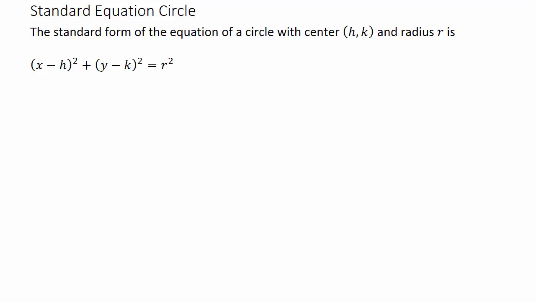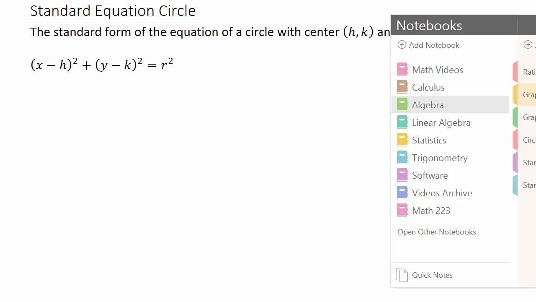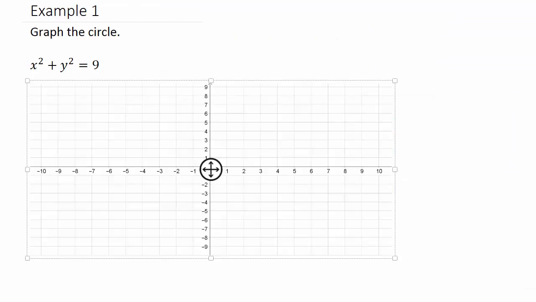All right, well, first let's do the standard form. So, the standard form of the equation of a circle with center (h, k) and radius r is (x minus h) squared plus (y minus k) squared equals r squared. So, in order to graph a circle, we need to have it in standard form, which is this form here, and we need to know the center and the radius. Alright, so let's go ahead and take a look at our first example.